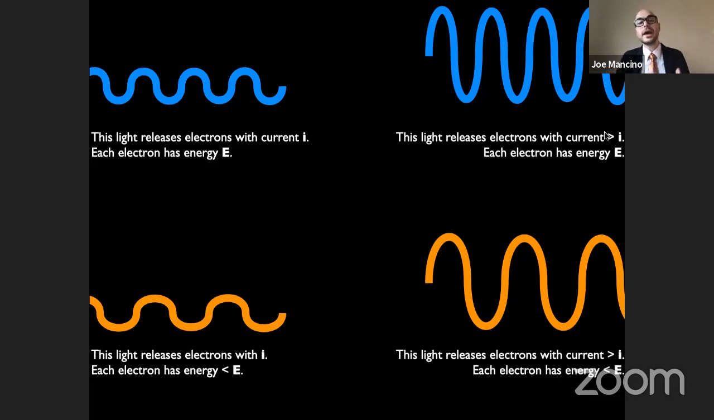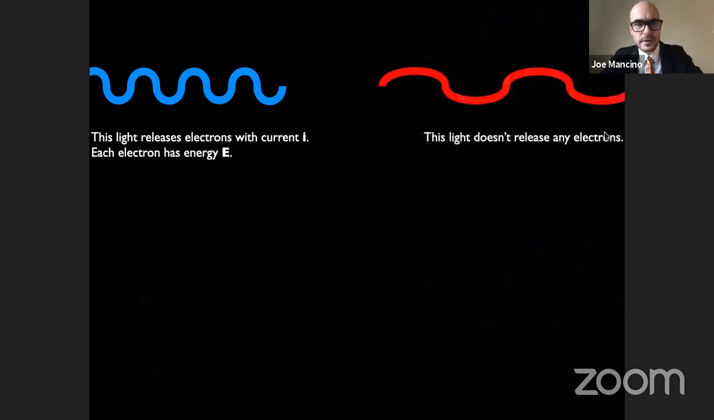You see, more energy should mean both more electrons and electrons that have more energy. The electrons shouldn't know how the energy is getting there. They should just have it. And then there's another anomalous behavior. If blue light is able to make a current and release electrons with energy, red light doesn't release any electrons. That's super weird.